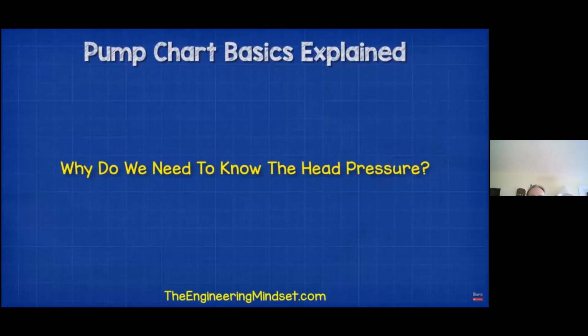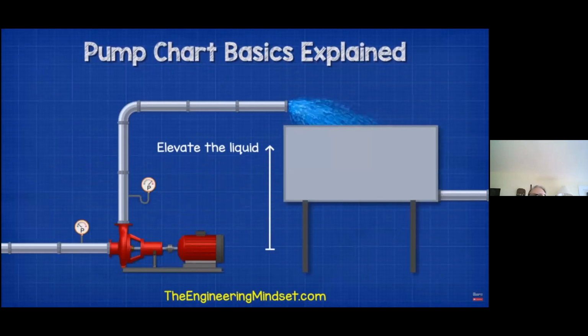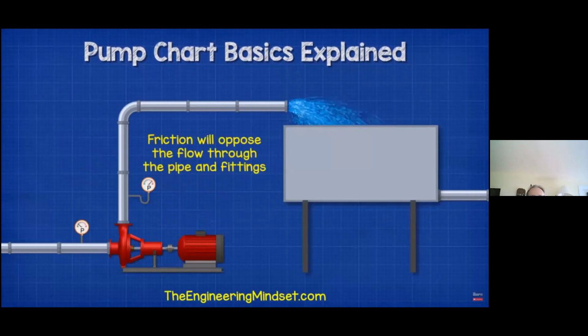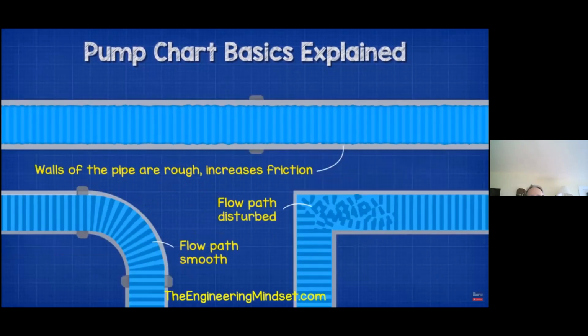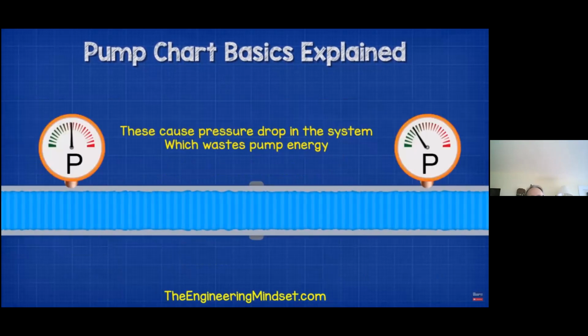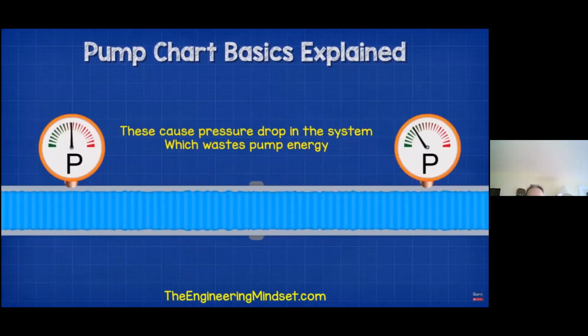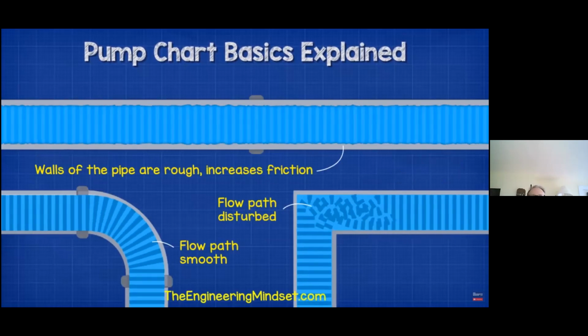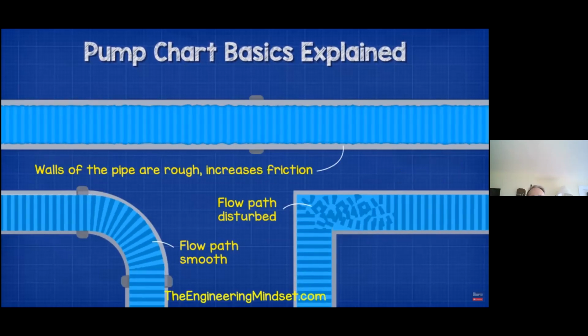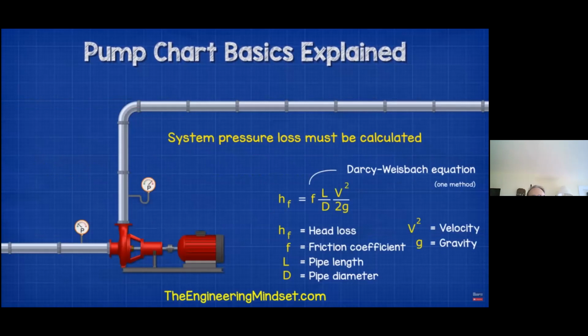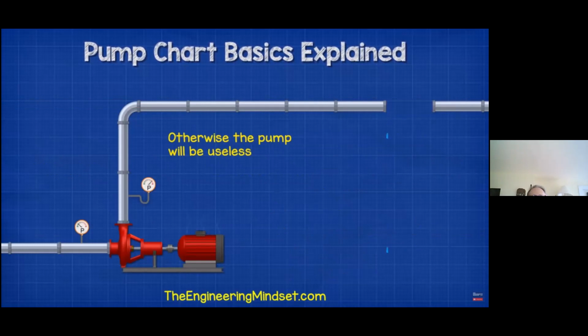Why do we need to know head pressure? Pumps are usually used to move liquid to a higher region, so we need to ensure the pump can reach this elevation. As we pump liquid through the pipes and the fittings, friction will try to oppose the flow. This occurs from the walls of the pipe, but also disturbances to the flow path. This causes pressure losses which waste energy from the pump. The amount of friction depends on the liquid type as well as the materials and fittings used. Therefore, we must calculate how much friction or pressure loss our system will generate and ensure that the pump we select can overcome this. Otherwise, we're not going to get any liquid out the other end.